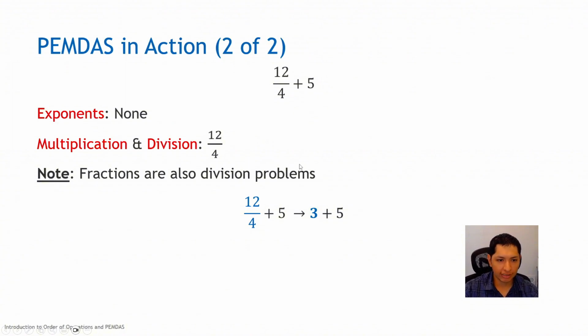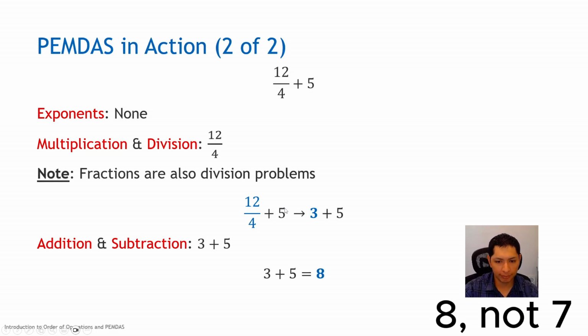And then finally, the last steps are addition and subtraction, and that is just 3 plus 5, and that becomes 8, which is the last step. So we are done with this. That answer at the end is 8, and we were able to get this correct answer and avoid the incorrect ones by following the PEMDAS order of operations.